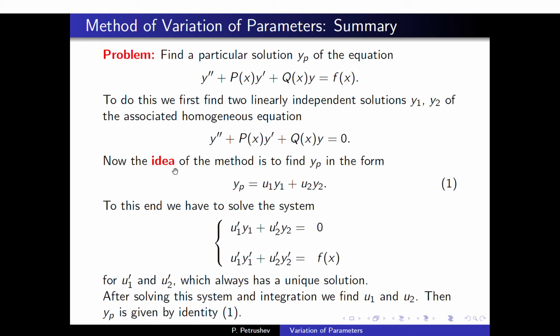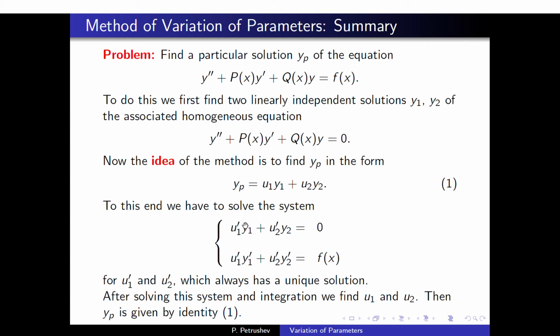And now the idea of the method is to find a particular solution of this equation in this form, u1 multiplied by y1, u2 multiplied by y2, where u1 and u2 are two functions of x. And we know that yp of this form will be a solution of the non-homogeneous equation if u1 prime and u2 prime are solutions of these two equations, of this system.